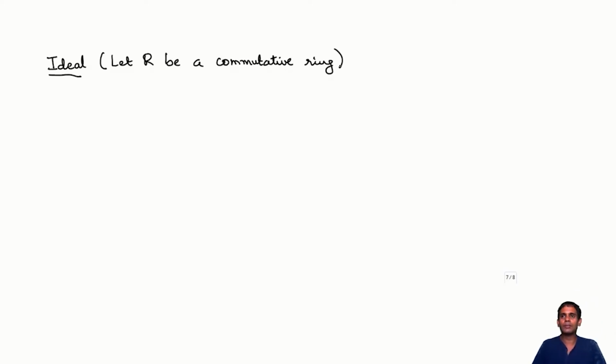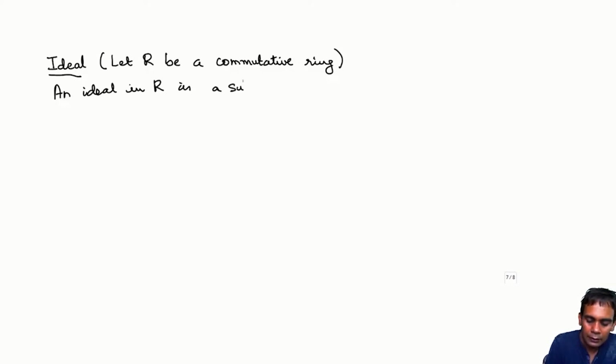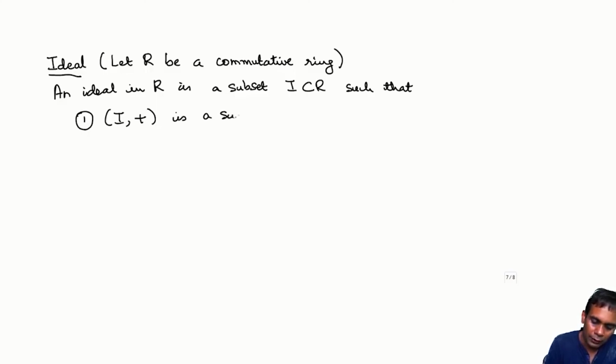Though this definition should also be made for non-commutative rings, we'll do that later. So assume that R is a commutative ring, then an ideal in R is a subset I of R such that two properties hold. The first is that I is a group under addition. It's a subgroup of R.